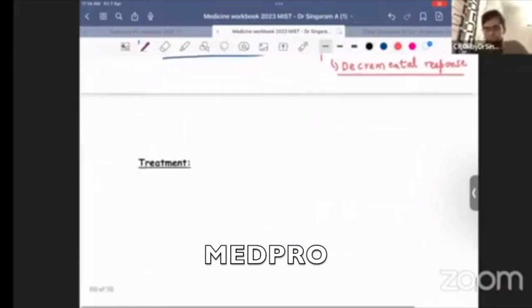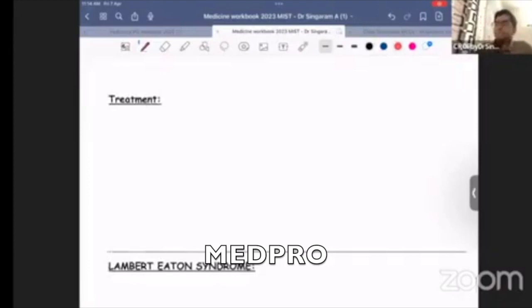Then you take the next page. What is that? It is about the treatment. What is the treatment we can do? The treatment we can do is, you can give a long-acting acetylcholinesterase inhibitor.